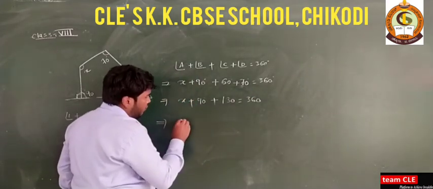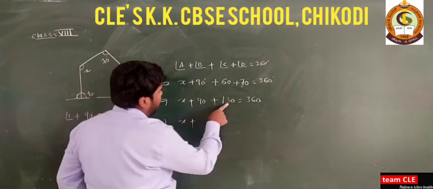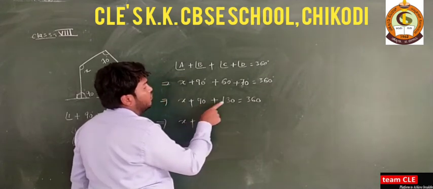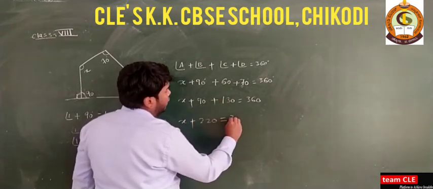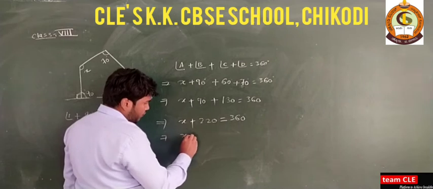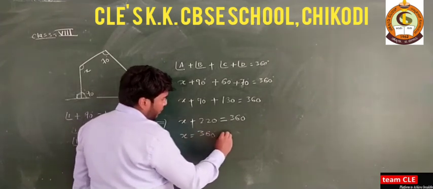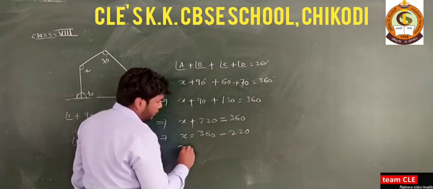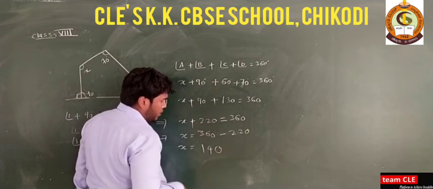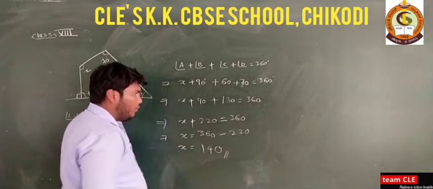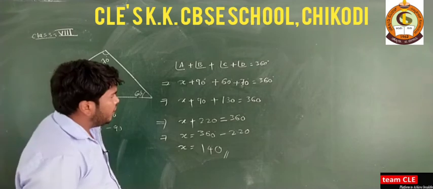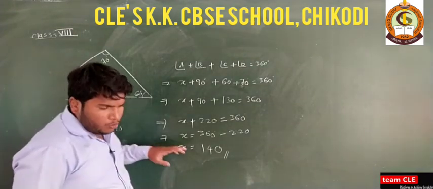So dear students, now x plus 130 plus 90. 90 plus 130 is how much? It is 220. So x is equal to 360 degrees minus 220. So 0 minus 0 is 0, 6 minus 2 is 4, 3 minus 2 is 1. So x is 140. So x is equal to 360 minus 220, which is 140. Okay, so this is the second figure. Some more examples are there.